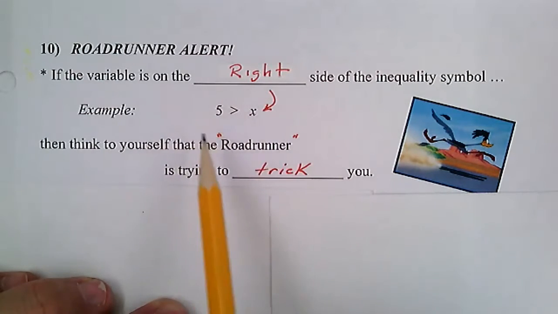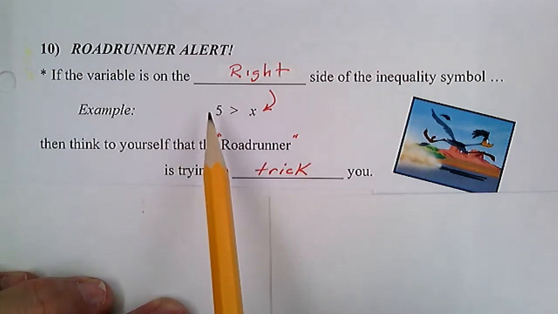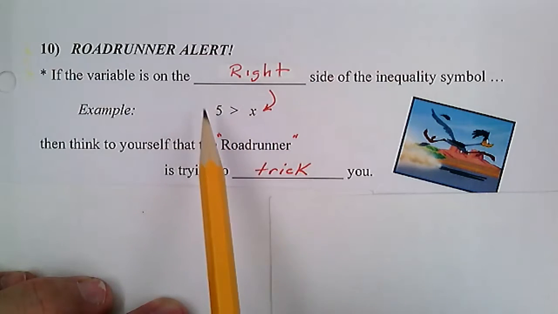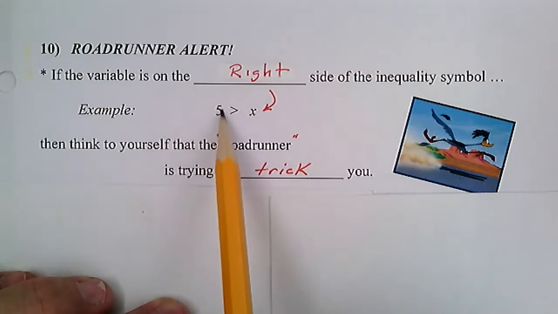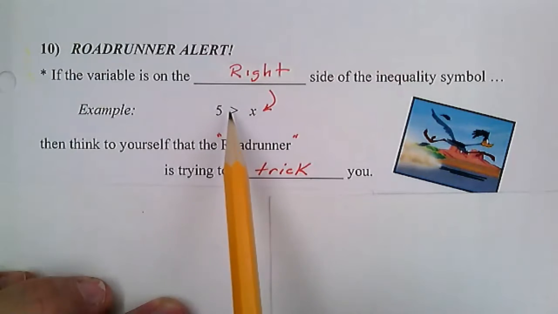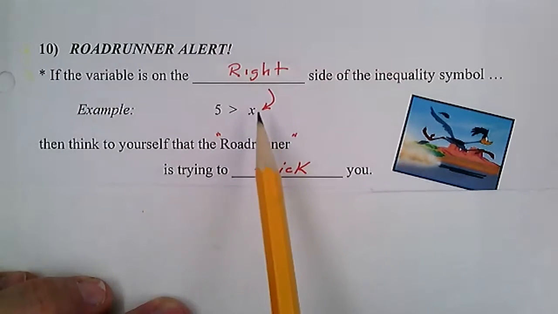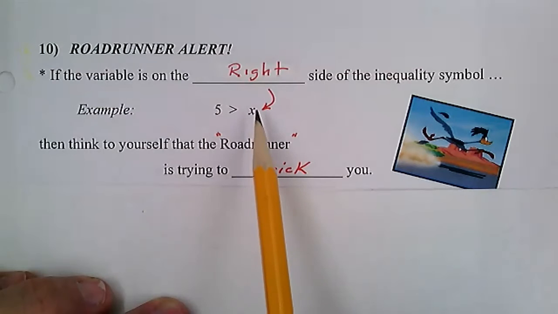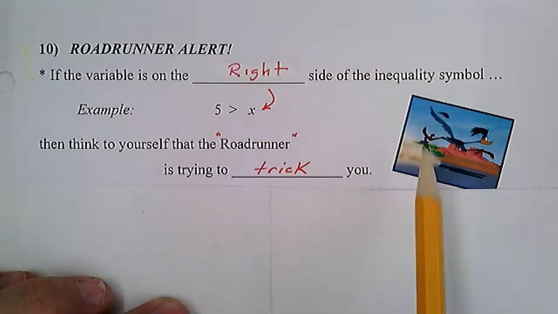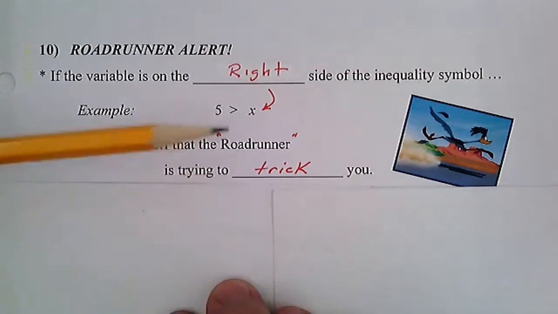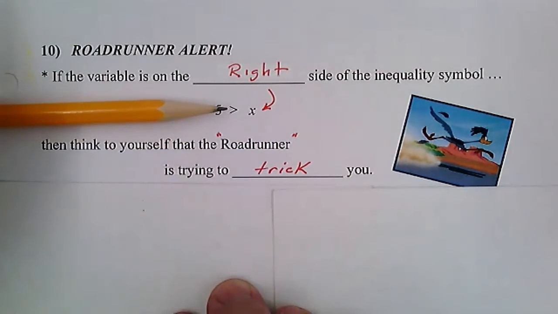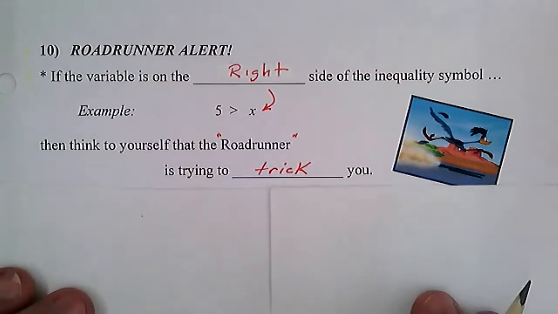I've talked with you in the previous lesson that you won't see an answer like this on your multiple choice. So I've already talked with you about having to reverse these. If you reverse and you put your variable over on this side and you put your 5 here, we have to flip the symbol. I want you to think, hey, wait a second, something's up. The Roadrunner's trying to trick me. So this arrow is saying to go that way, but that's not really what you're supposed to do.